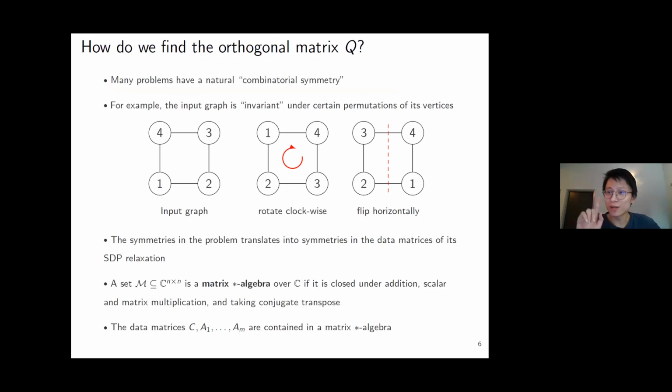Okay, so next question, how do we find this unitary matrix Q? Where do we get this? Can you always get this? The answer, since I only have 15 minutes, I got to skip this part.